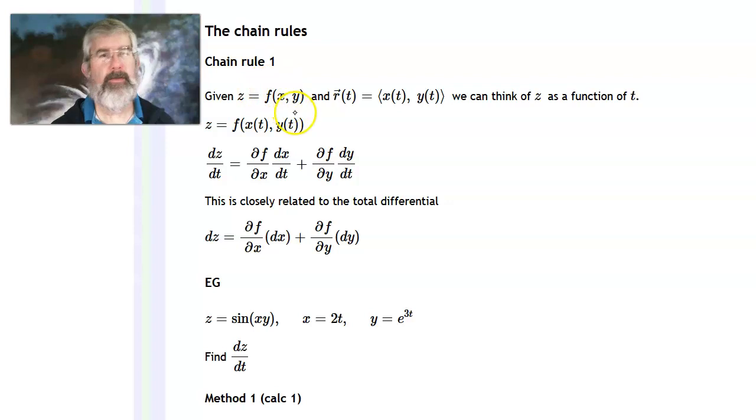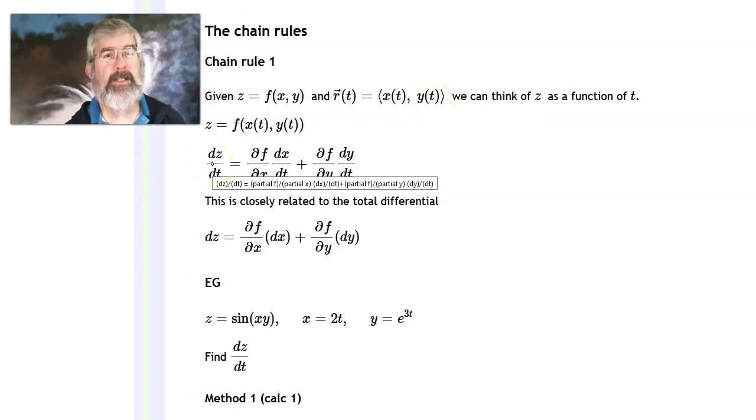Suppose you have z as a function of x and y, and x and y are both functions of t. So that would be if you had some curve described in the plane parametrically. Okay. And because you have z as a function of x and y, and x and y as functions of t, you can think of z as a function of t.